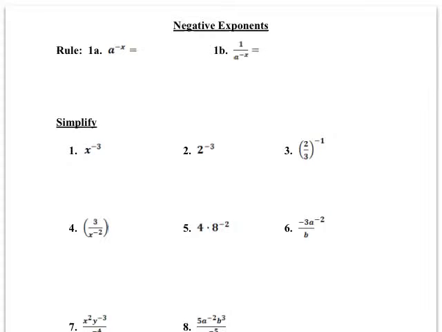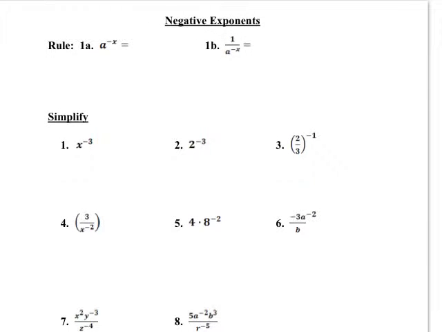So today let's talk about negative exponents. Basically there's one rule for negative exponents, but we're actually going to split it up into two. The first rule says this: if you have a to the negative x, it is going to equal 1 over a to the x.